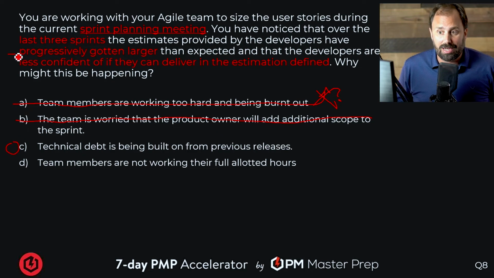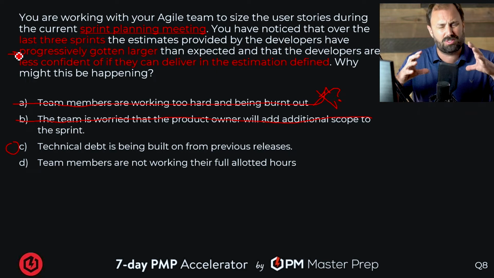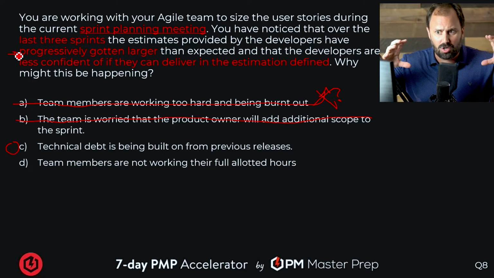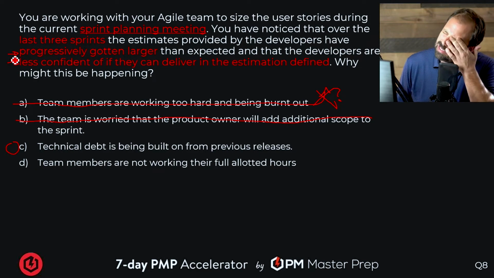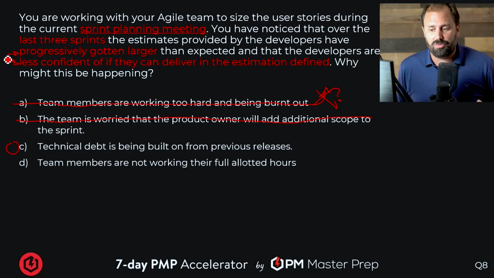Plus it says progressively gotten larger than expected. So it feels like they're hedging their work, and the people are less confident because they know in their head, oh shoot, I don't want to tell the boss. Oh God. That's kind of the thing, right?